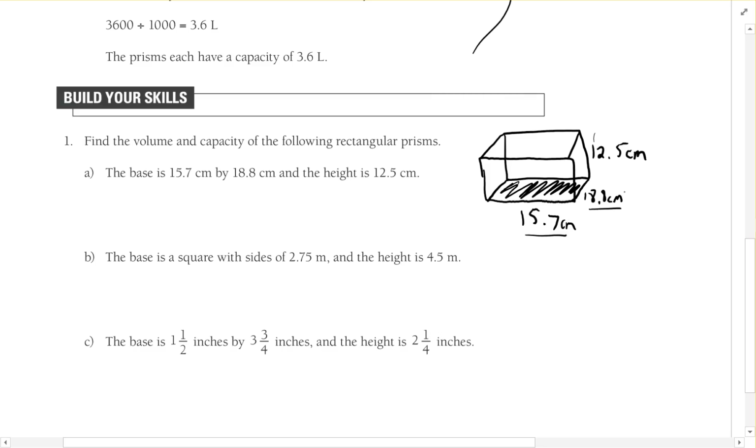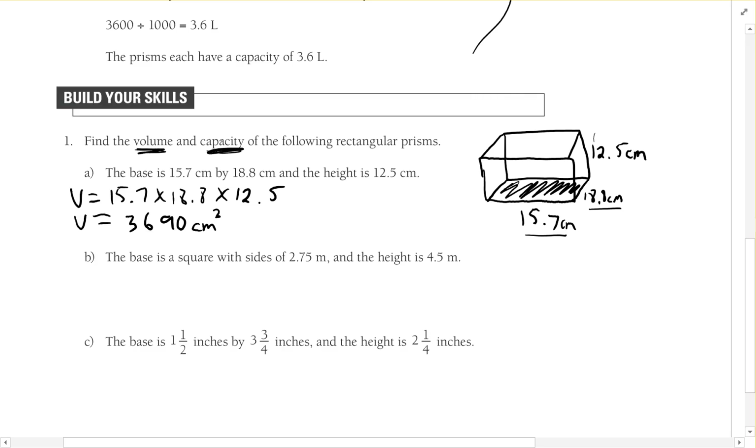So anyway, the volume of this is going to be 15.7 times 18.8 times 12.5. So the volume is going to be equal to 3,690. And the units for volume are centimeters cubed, because there are three things you're multiplying, three dimensions there. Okay, so that's my volume. So I found the volume.